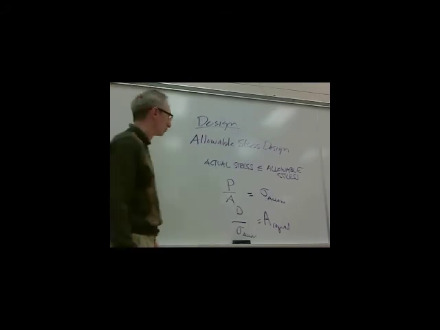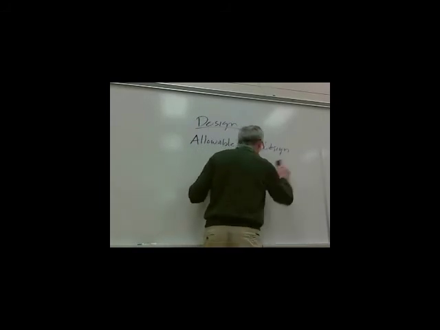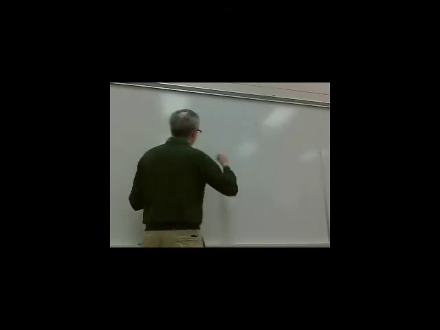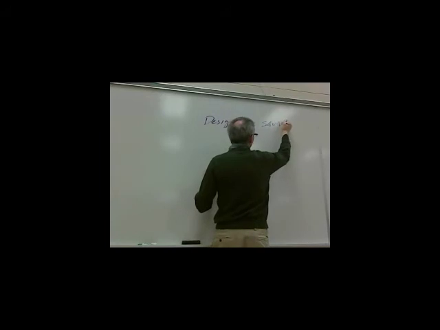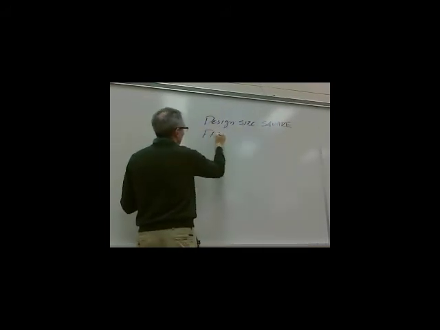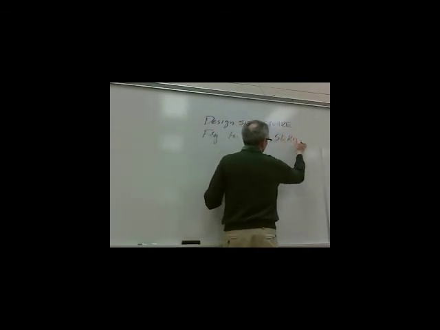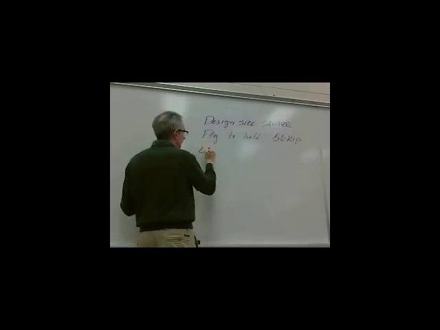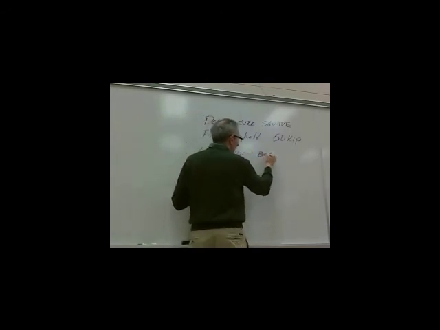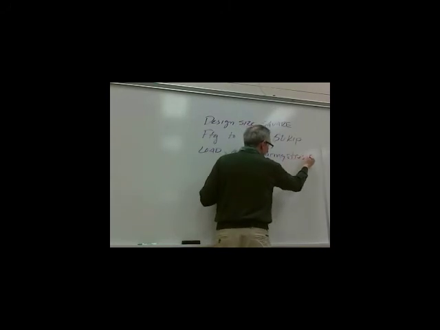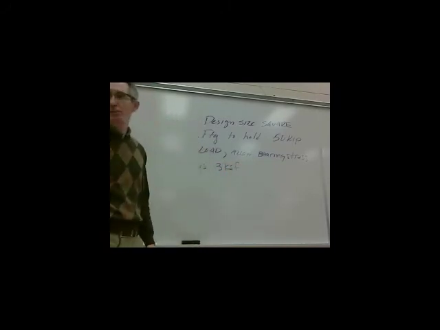All right. So, quick example. Let's design the size of a square footing to hold a 50 kip load. The allowable bearing stress underneath the footing is 3 kips per square foot.